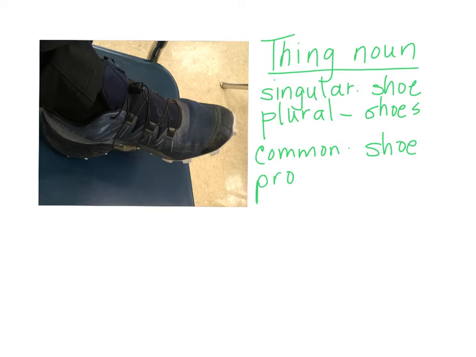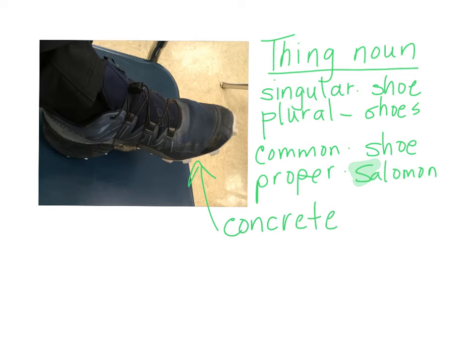Its proper name, in this case, is the brand, and it's Solomon. I think I spelled that right. So you'll notice again, because it's the brand name, Solomon is capitalized when it's a proper noun. Because I can see this shoe, and I can put it on, and I can put it in a box, and I can hold it. Definitely don't want to smell it, but I can see it. It is concrete because it has size, shape, weight, mass, etc.